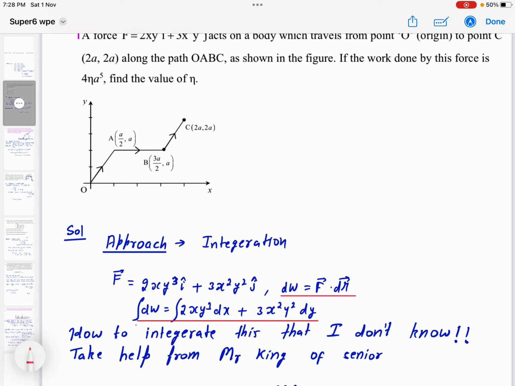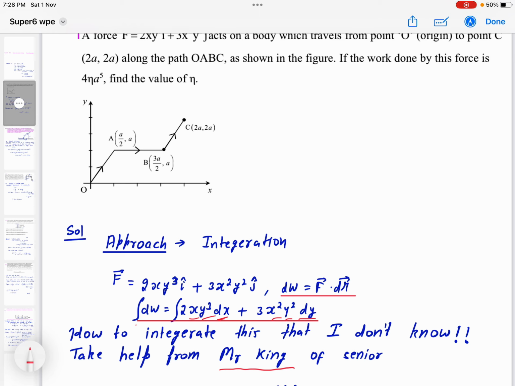Now this expression contains integration of x y dx plus integration of x y dy. Looking like a very complex integration. How to integrate this, right? That I don't know beta. I don't know much mathematics. But to solve this integration, we can take help from Mr. King. Mr. King, a very good student of senior batch, is very good in mathematics. So he can directly solve this integration, right?